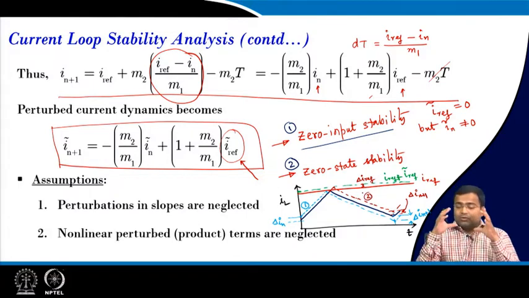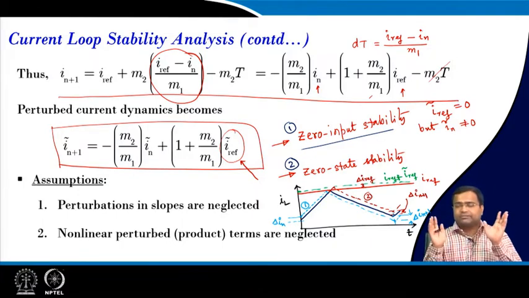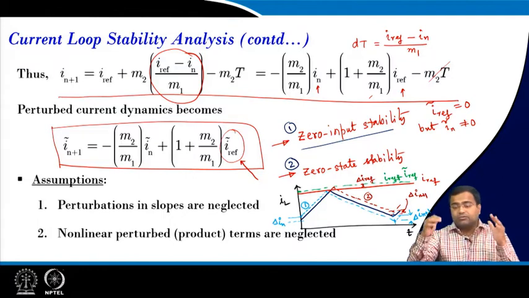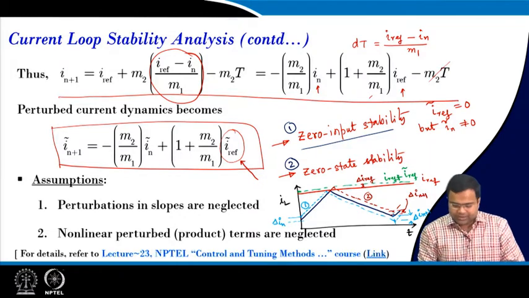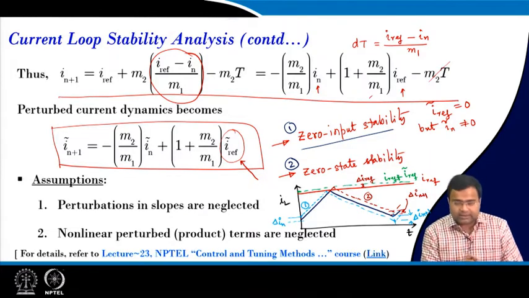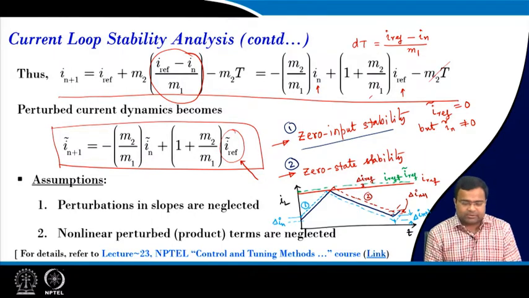So, in the first condition, if we keep the IREF constant and perturb the I n, then we want to see the natural response, whether the current loop is stable or not for a given constant reference. And the second case will be helpful for the closed loop stability analysis. If you combine them together, then the entire closed loop stability analysis can be carried out. The details of this derivation can be obtained in lecture number 23.